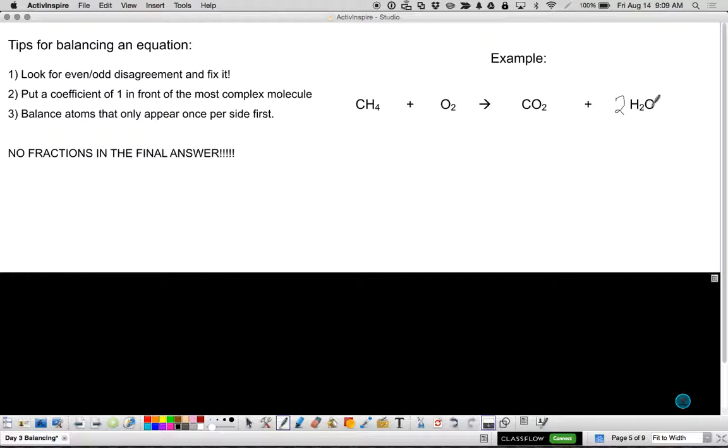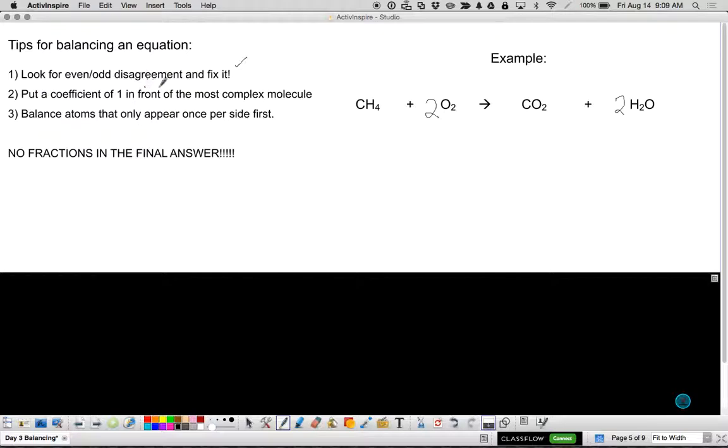So when I do that, okay, I get 4 oxygens, which means I'll have to do this. And then I'll look at the hydrogens, so that's 2 hydrogens per water molecule times 2 water molecules, so that's 4. And this has 4, so that's good. And there's 1 carbon here and 1 carbon here. Perfect, okay? So this one, look for odd-even disagreement and fix it, that's usually a good place to start. Sometimes, though, it won't be. So here are a couple more.